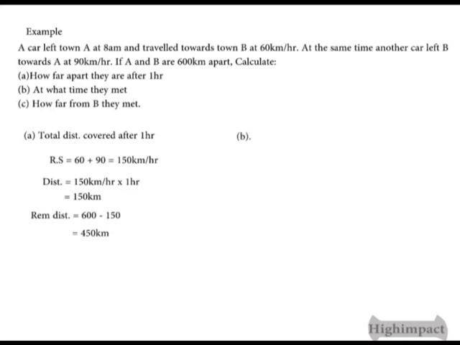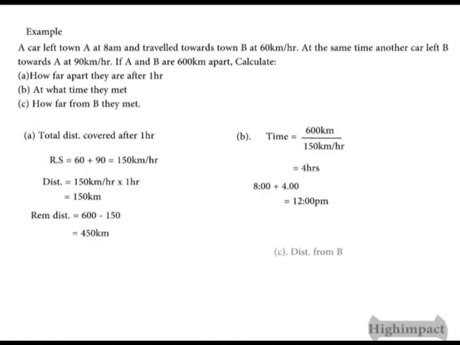B, the time they met. Relative speed is 150 kilometers per hour. Time taken to cover 600 kilometers will be given by distance over speed, which is 600 over 150, giving us 4 hours. So they will meet after 4 hours. We add that to 8 a.m. and we get 12 noon.